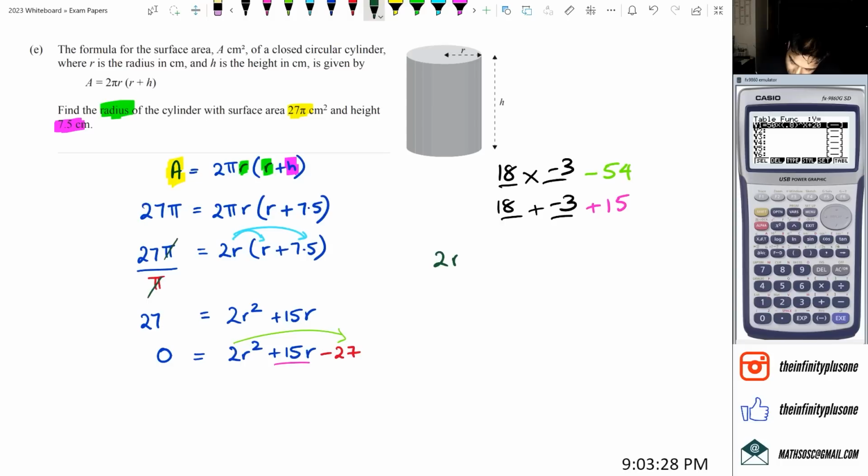Okay, so we've got 2r squared. We'll do plus 18r. Now I'm going to put that in black actually.